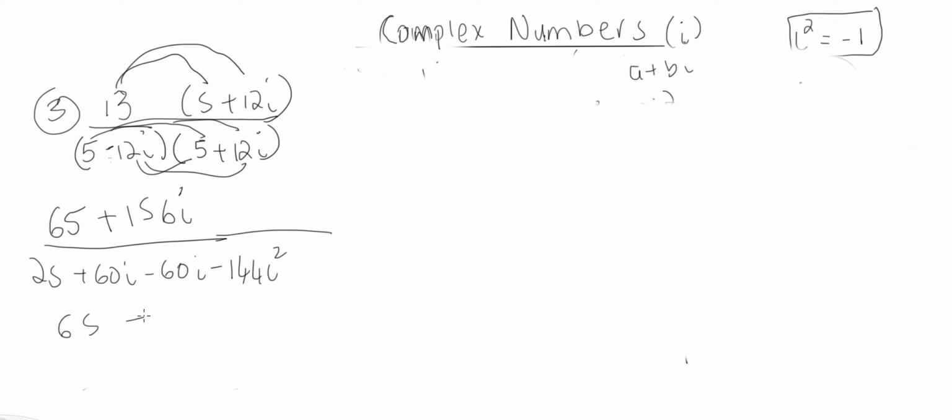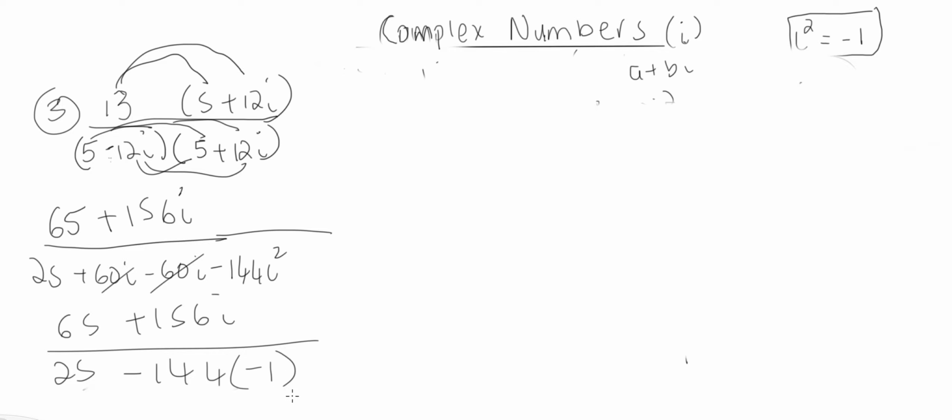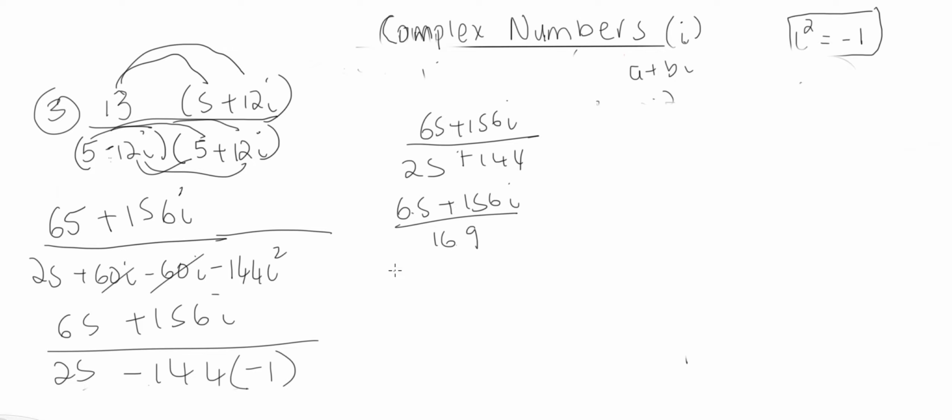All right, so I have 65 plus 156i. Simplify the denominator. Those should cancel. That is the point of using a conjugate. Replace that i squared with negative 1. So I have 65 plus 156i over 25. Negative times negative is a positive 144. All right, now I just need to add the denominator, 144 plus 25, which is 169. But then split this up to look like a over bi. So the real part comes first.